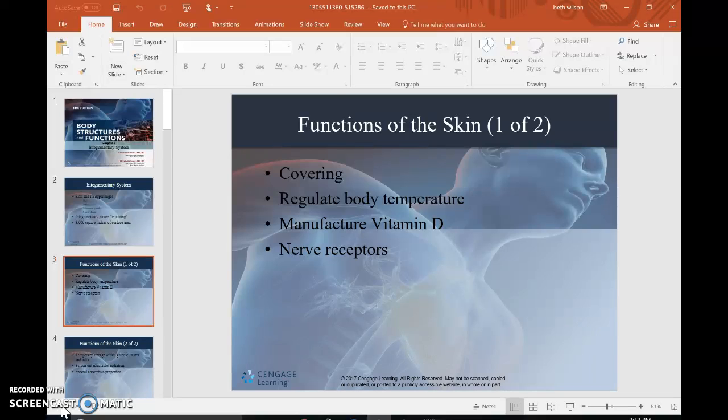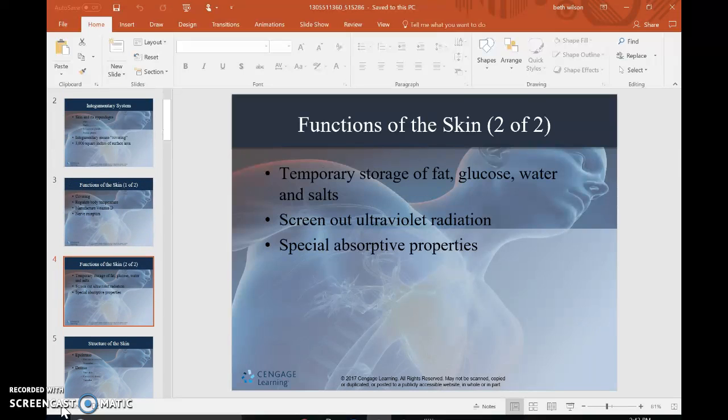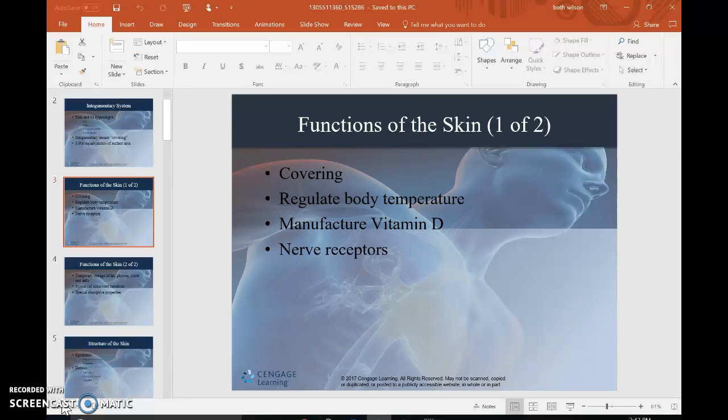As I said earlier, integument means covering. So, obviously, the function of the skin is to cover the body, regulate body temperature, manufacture vitamin D, and house nerve receptors. And then we also have storage of fat, glucose and water, screening out radiation, and absorption properties. Okay, so let's go back to this slide here.